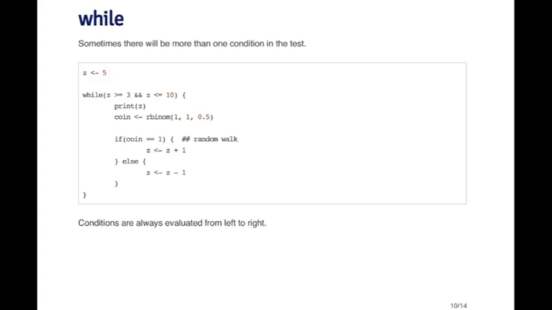So one thing to note on a more technical level is how R tests a multi-expression condition. Here I've got z greater than or equal to 3 and z less than or equal to 10. The conditions are always evaluated from left to right. So it checks to see if the leftmost condition is true, and then it goes to the next condition. First it'll check to see if z is greater than or equal to 3. If that happens to be true, it'll go to the next expression. It'll check to see if z is less than or equal to 10. So if those are both true, it goes on into the body of the loop.